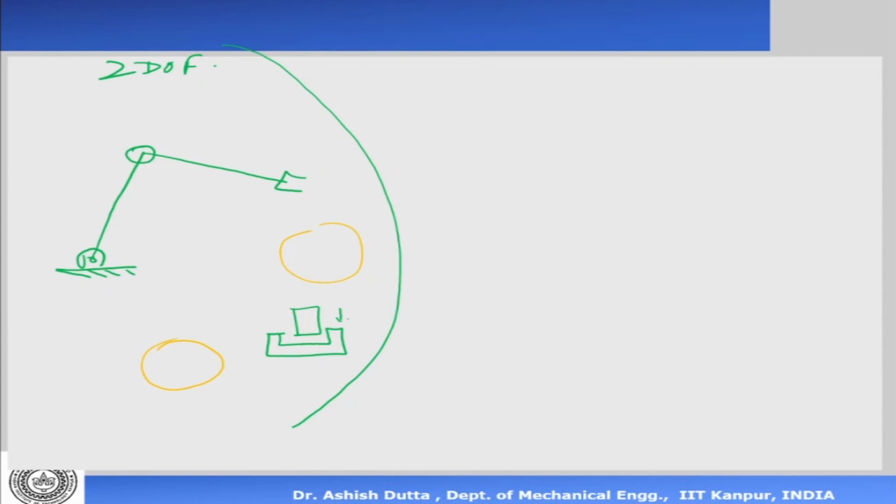Now there can be other examples. For example, this is an obstacle. This is another obstacle. And there is a third obstacle here.